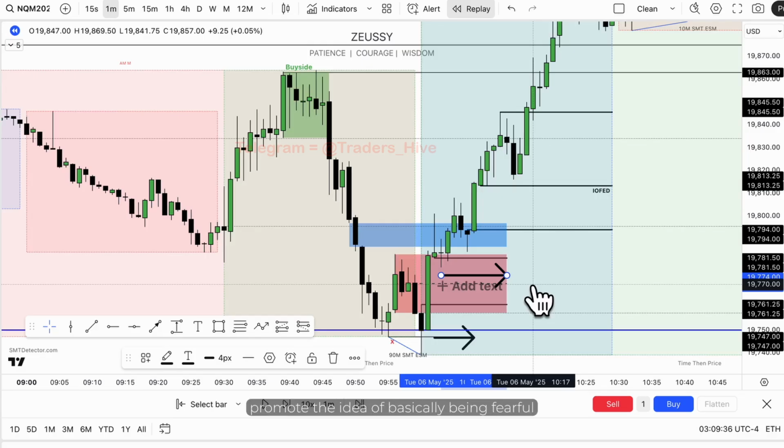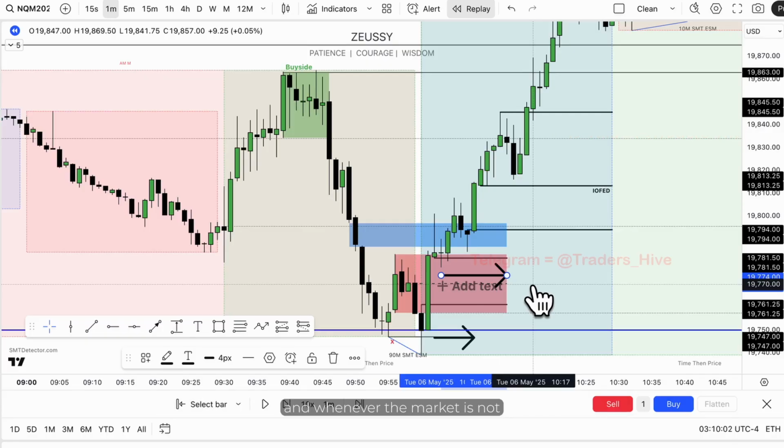This is not to promote the idea of being fearful or overly worried about the position whatsoever. That's not what I'm doing. I'm making sure that I'm aligned with IPDA, because I know when I'm aligned with IPDA, it should expand when I anticipate it to expand. It should form a low where I anticipate it to form a low. And that is what a low resistance security run looks like.